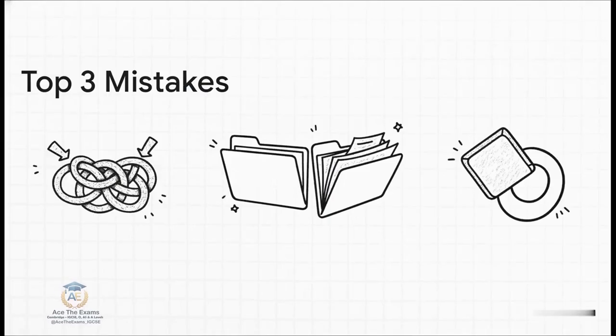Here they are. First, examiners report that students frequently confuse cause and effect in file processing. They mix up why a sequential file takes longer to search versus why a random file requires a hashing algorithm. Second, forgetting to check boundary conditions in edge cases.